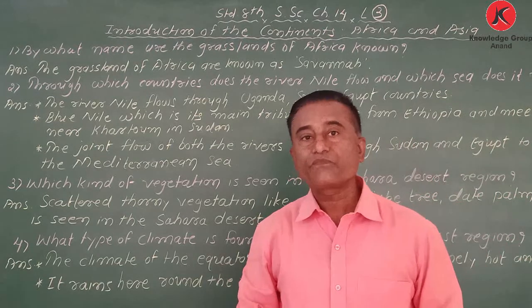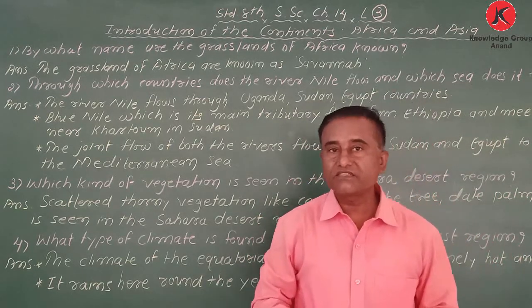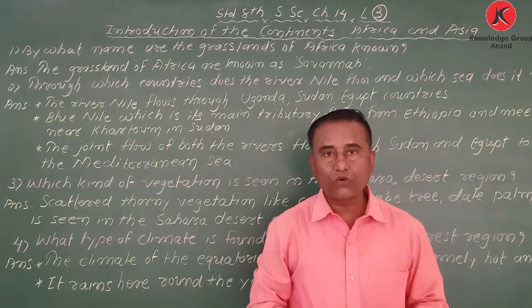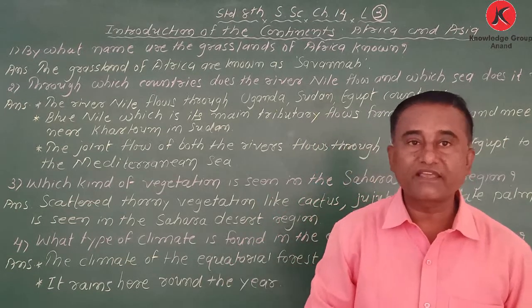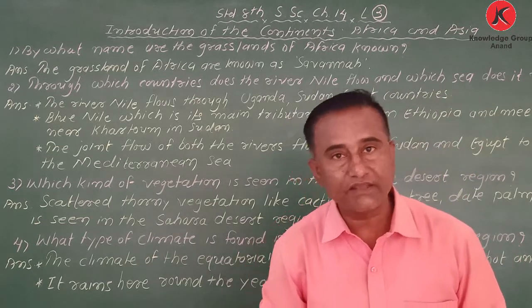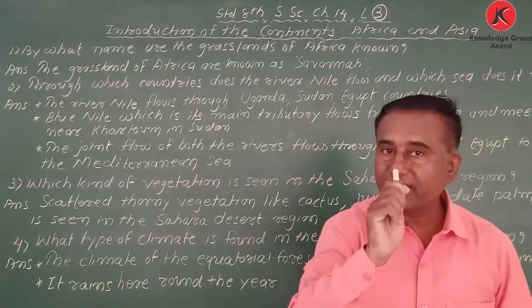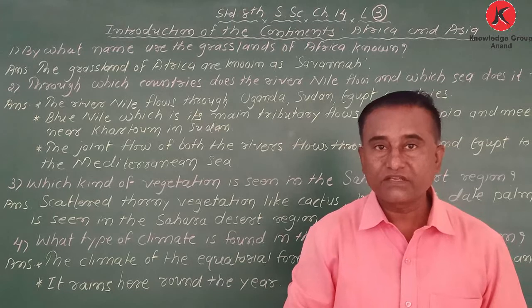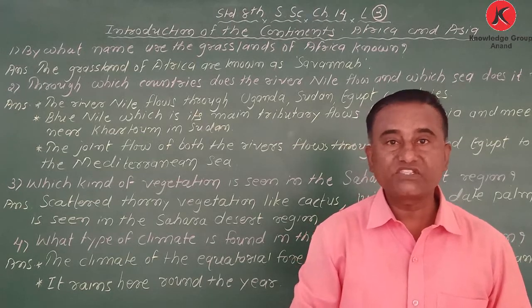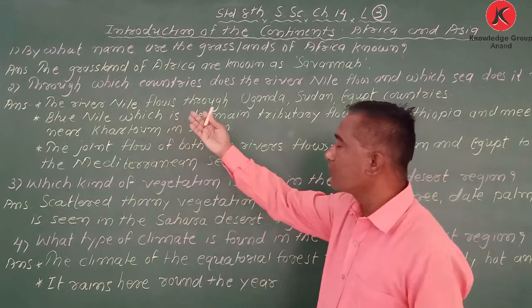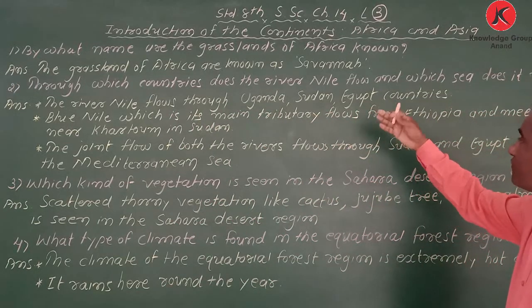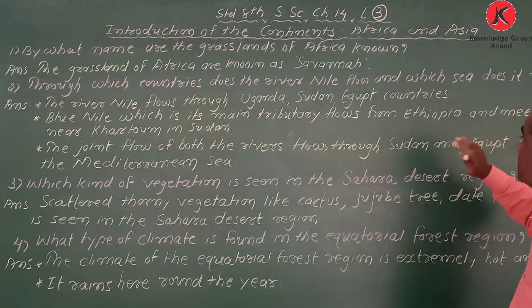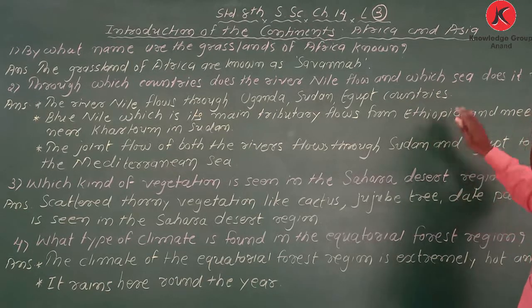My dear student, the river Nile is the longest river of the world, and it passes through many countries like Egypt, Sudan, and many more. And at last it meets the Mediterranean Sea. Okay, so through which countries does the river Nile flow, and which sea does it meet?